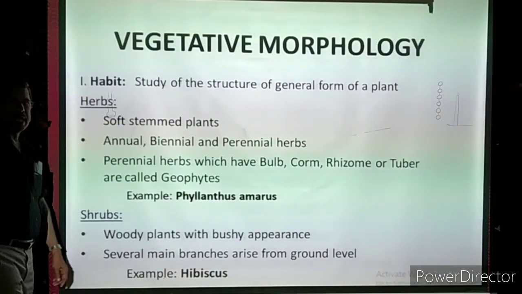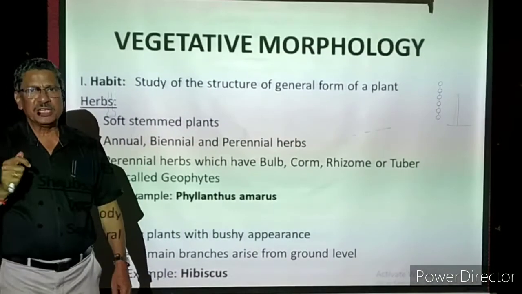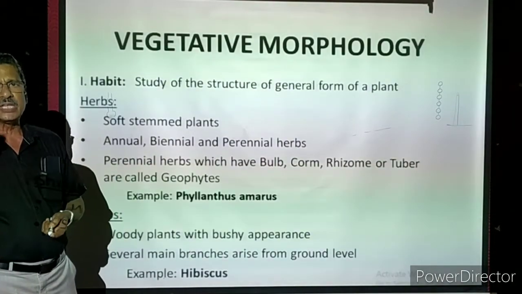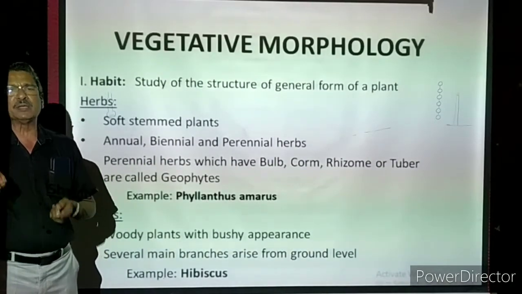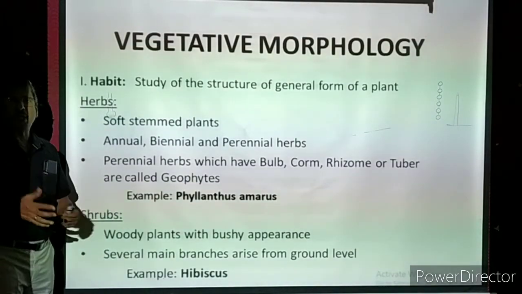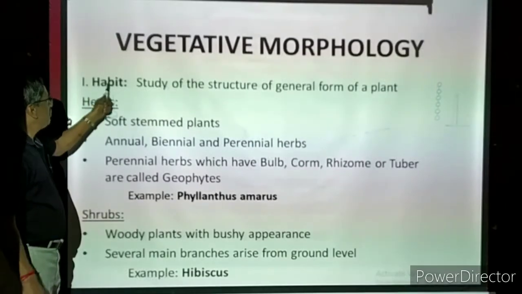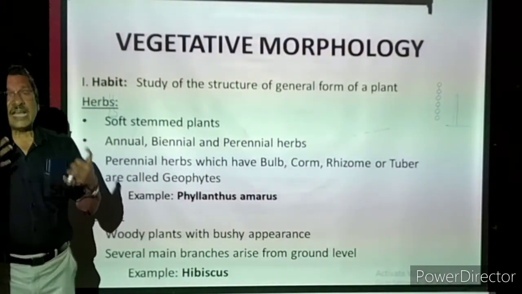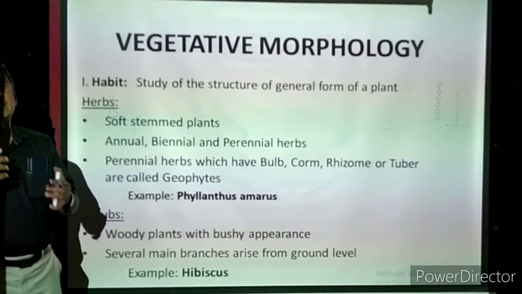Habit. Habit is different, habitat is different. Habitat means the place where the plants are living, the place where some animals are living, that is called a habitat. Okay, the natural place where they are growing. So habit, what habit means, it is the size of the plant. Actually we can call it the size of the plant.